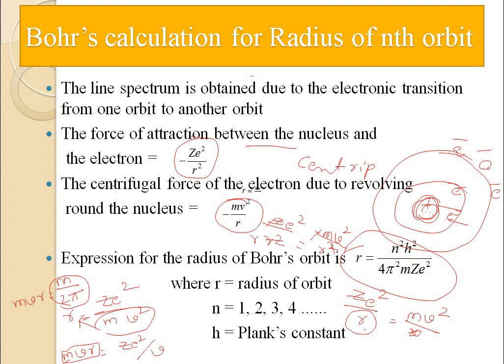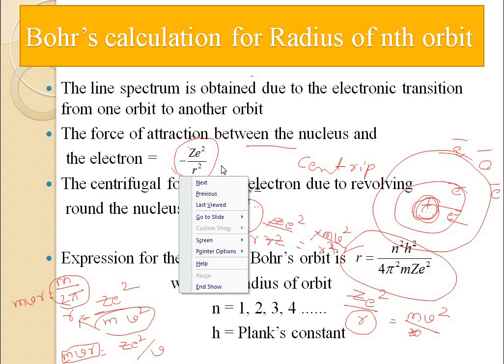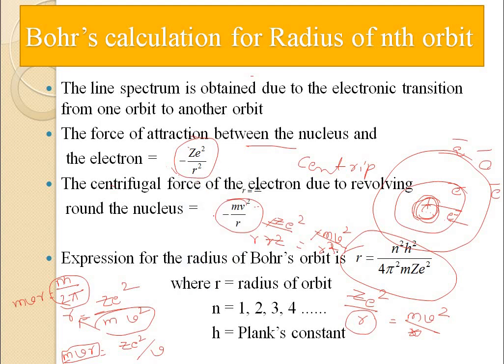From the examination point of view, we have no need of this explanation. They can ask questions on the force of attraction between the nucleus and the electron, and also the centrifugal force due to revolving around the nucleus. They will ask for these formulas from the examination point of view. Then we can go directly to this formula.